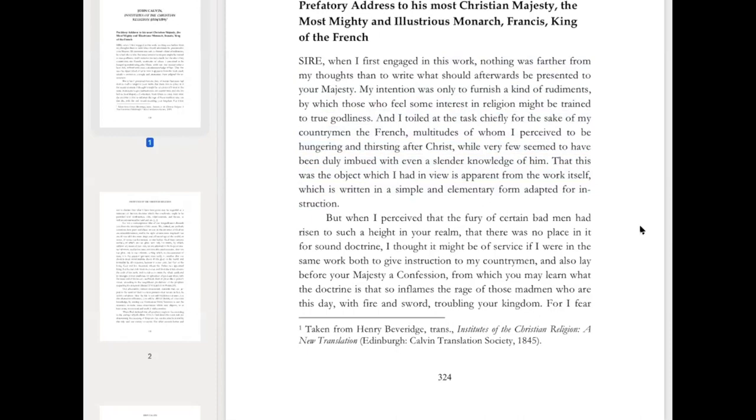But he says, when I perceived that the fury of certain bad men had risen to such a height in your realm that there was no place in it for sound doctrine, I thought it might be of service if I were in the same work both to give instruction to my countrymen and also to lay before your majesty a confession from which you may learn what this doctrine is that so inflames the rage of those madmen who are this day with fire and sword troubling your kingdom.